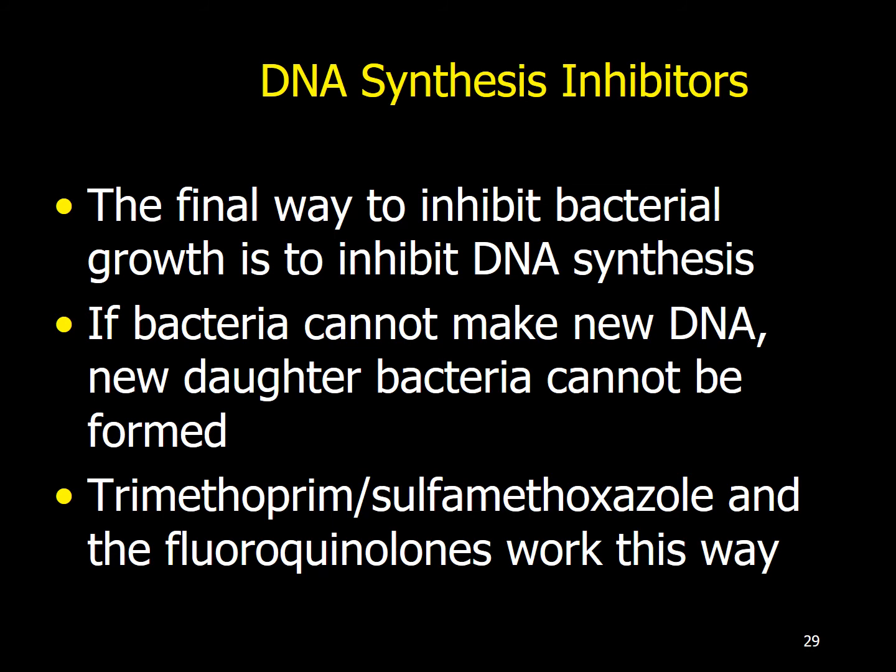The final way to inhibit bacterial growth is to inhibit DNA synthesis. If bacteria can't make new DNA, new daughter cells can't be formed. There are two primary types of antibiotics that work this way. Those that you would know as trimethoprim sulfamethoxazole, most commonly marketed as either Bactrim or Septra, and also the fluoroquinolone class of antibiotics work this way as well.